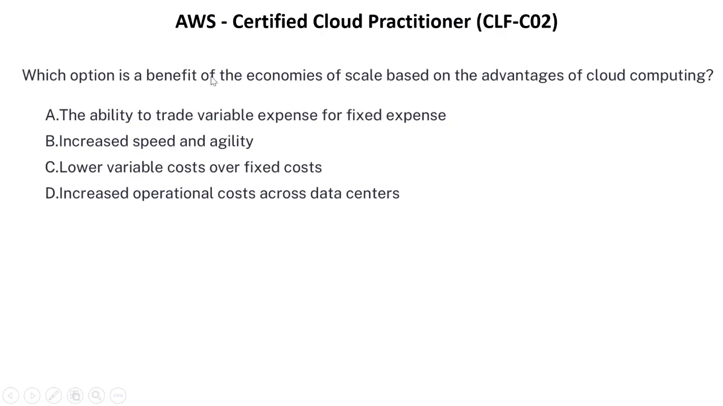Which option is a benefit of the economies of scale based on the advantages of cloud computing? The options are option A, the ability to trade variable expense for fixed expense, option B, increased speed and agility, option C, lower variable costs over fixed costs, option D, increased operational costs across data centers.